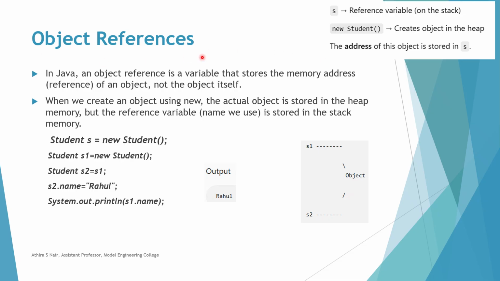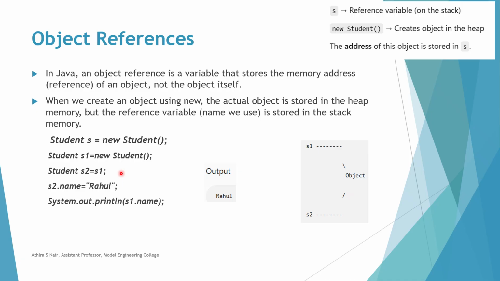Now, object references. This is one topic where students commonly make mistakes. So let's understand object references carefully. Student s = new Student. This is the first object. Now we are creating another object. Student s1 = new Student. This creates one object. Now Student s2 = s1.